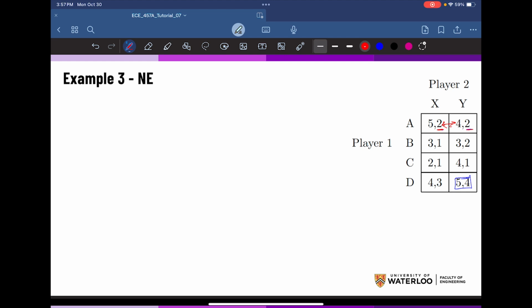And for this one, if player 1 is playing B, can player 2 change his or her action from X to Y? No, but can change from Y to X because 2 is greater than 1. Here we have 2 ways, and here we only have this way. Now, for this cell, let's say that player 2 is playing X. Can player 1 change his or her action from A to B? No, but can actually change the action from B to A because 5 is greater than 3. So this is also true for this one. And for this one, we have this way.